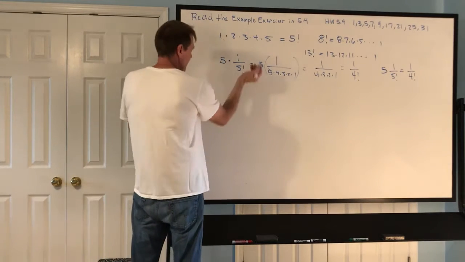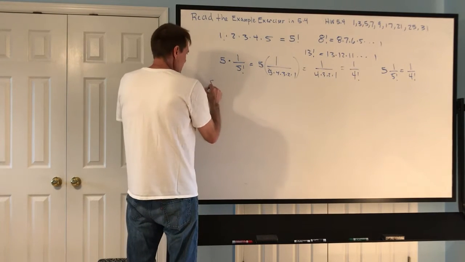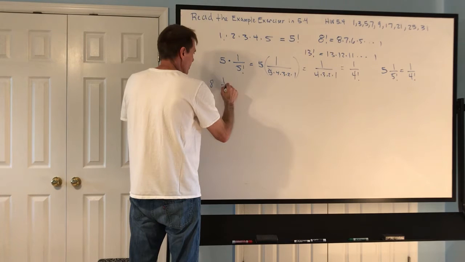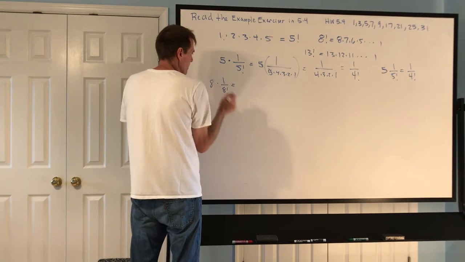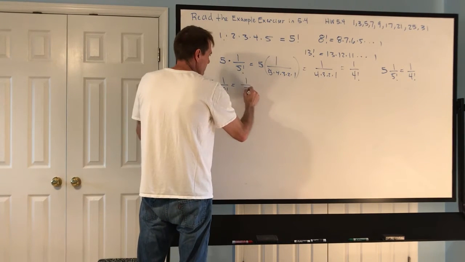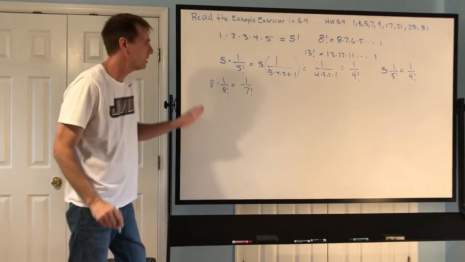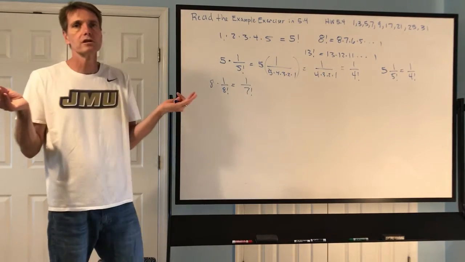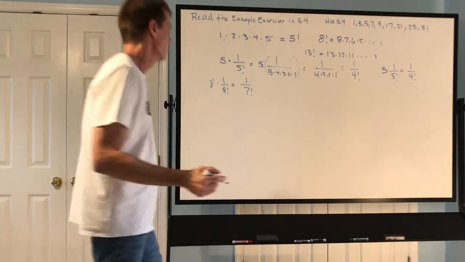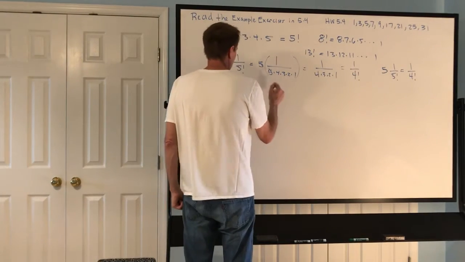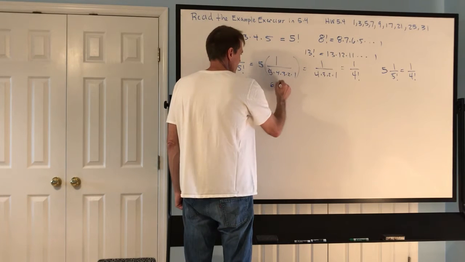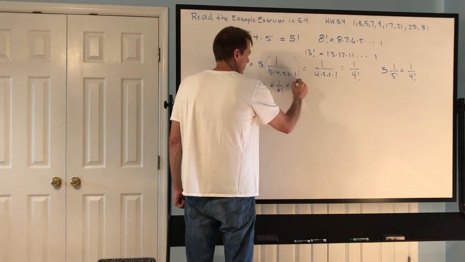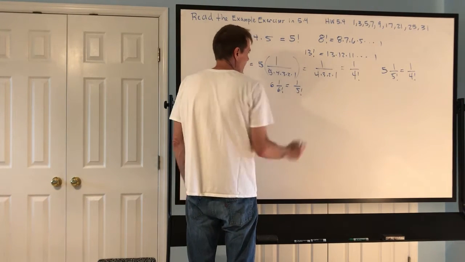If we have, for example, 8 times 1 over 8 factorial, this is the same thing as 1 over 7 factorial, because when we do 8 times 7 times, the 8's will cancel, and we'll just be left with all the rest of them. Or for example, 6 times 1 over 6 factorial is just going to be 1 over 5 factorial.